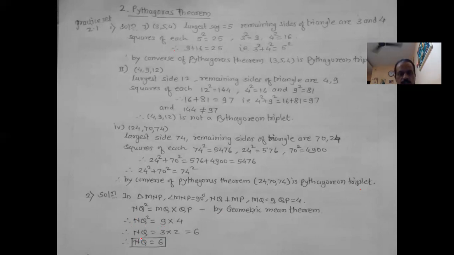Then, taking the square root of both sides, NQ is equal to 3 into 2, which is equal to 6. That means NQ is equal to 6. This is the answer to your second question.